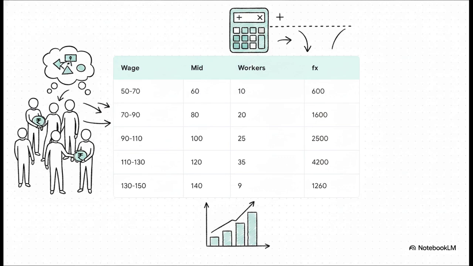We don't know exactly how many rupees each specific worker makes. We just know, say, 10 workers make between 50 and 70 rupees a day. So what do we do? We find the midpoint of that class, which is 60. Then we multiply that midpoint by the number of workers in that frequency. This gives us our FX value. For that first row, 60 times 10 gives us an FX of 600. We just repeat this simple process for every single wage bracket.